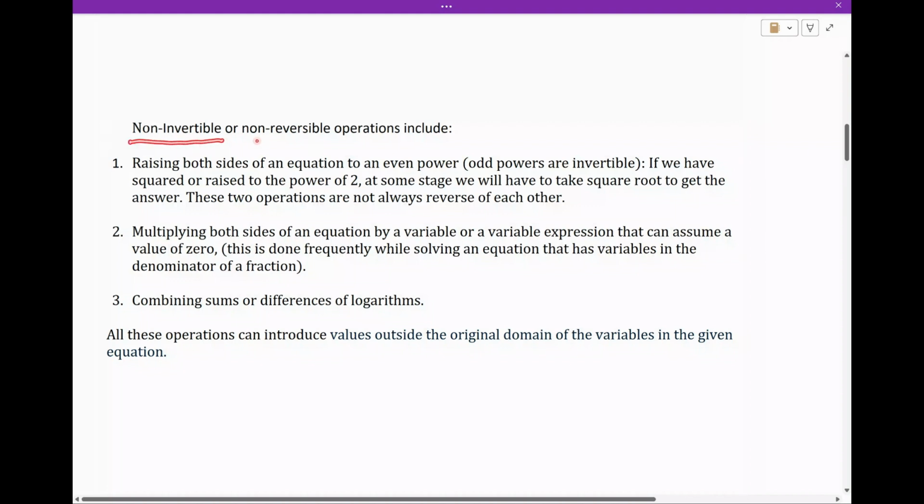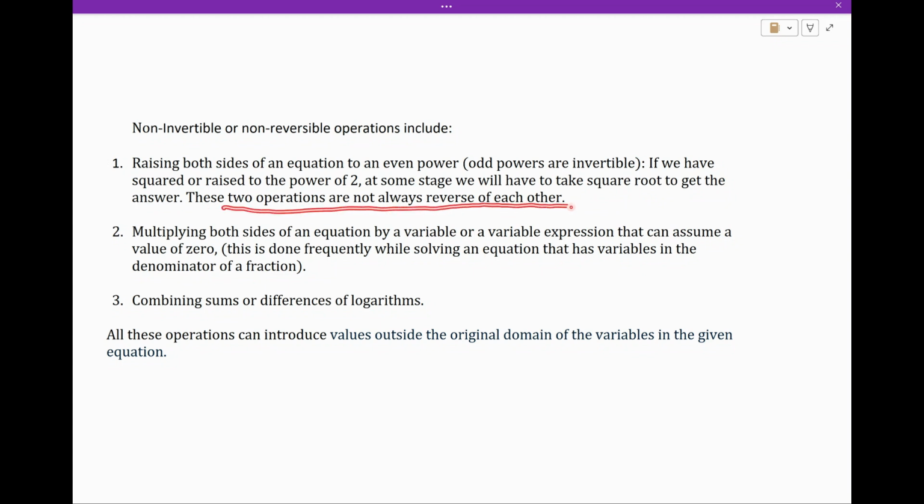Non-invertible or non-reversible operations include raising both sides of an equation to an even power. Odd powers are invertible. If we have squared or raised to the power of 2, at some stage we will have to take the square root to get the answer. These two operations are not always reverse of each other.